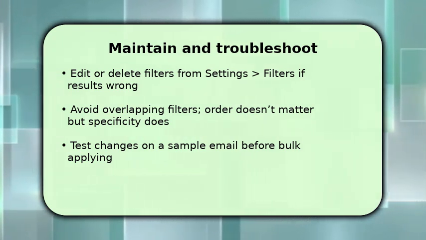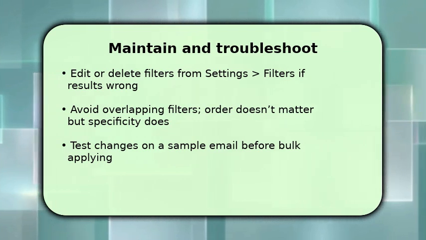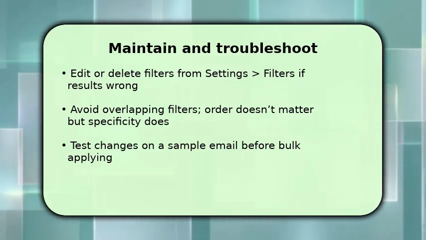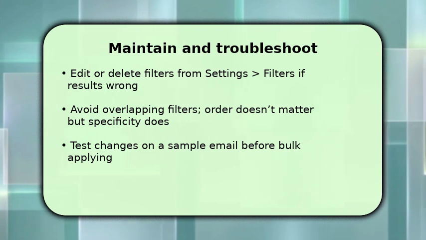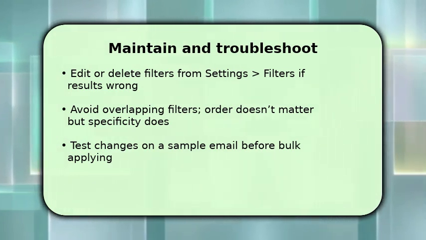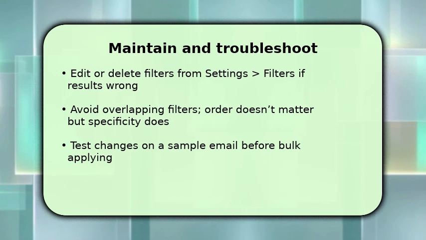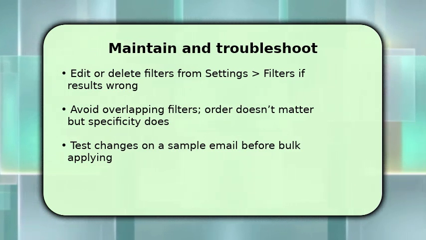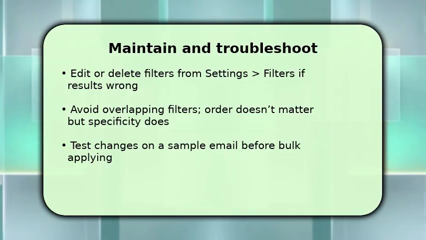If something goes wrong, disable a suspected filter and rerun its search to isolate the issue. As a quick troubleshooting tip, create a test message that meets criteria so you can iterate until behavior matches expectation, then apply changes confidently.